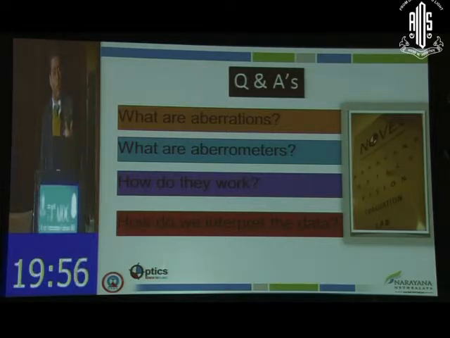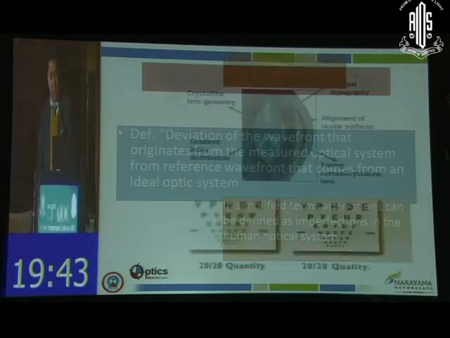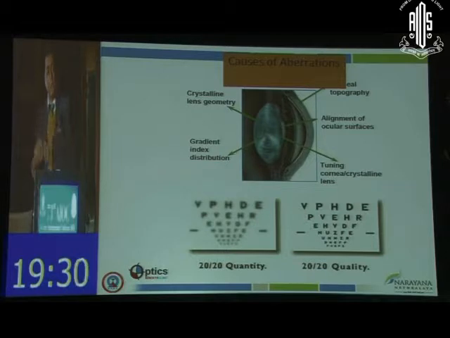What are aberrometers? How do they work? And how do you make sense of the data we get? To be very simple, aberrations are nothing but anything which is a deviation from normal, the imperfection of your optical system. It's very simple. So that means if your optical system, which starts with your tears, and we need to add the tears here, to the lens and beyond, shows imperfection at any point, your rays of light will not fall in the same area as you want them to. And that's when the quality and the quantity completely differ.